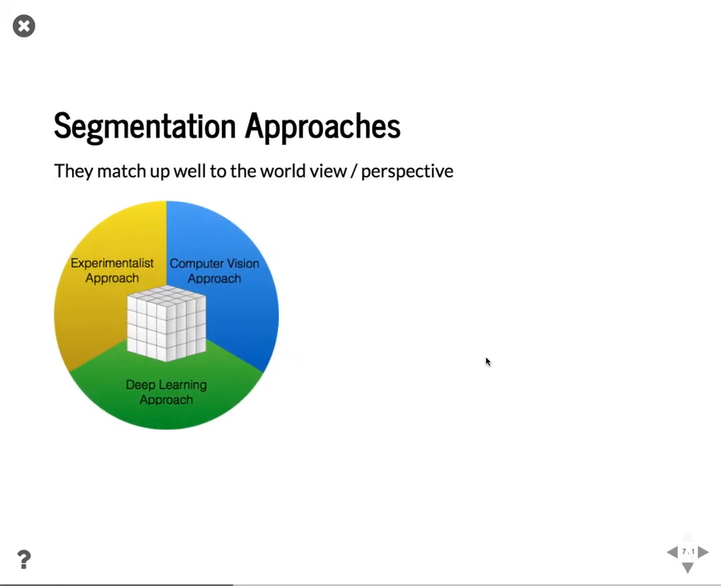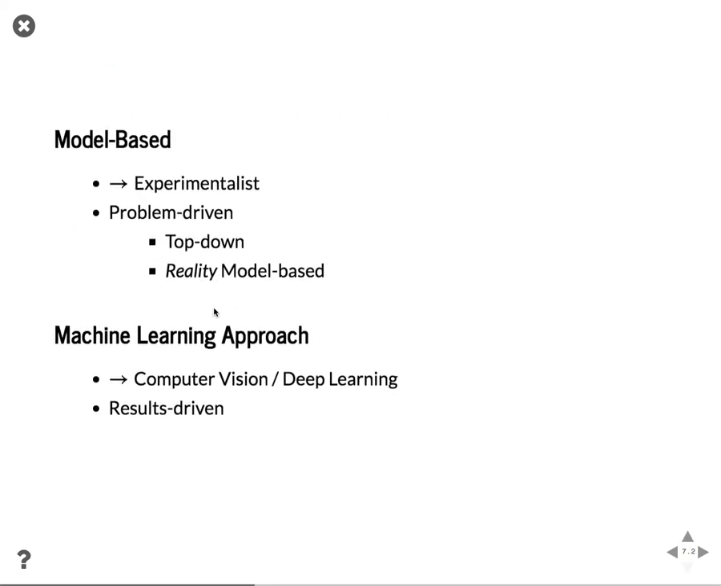And so now we come back to these topics from the first lecture, where we have this different worldview and how they fit in. So we have the experimentalist approach, which is what we've talked about for the most part up until now, and this is really the model-based approach, where you have problem-driven, top-down thinking: what is the reality of your system, of your detector, what are the physics involved, and how can you come up with a model for segmenting or processing your data.